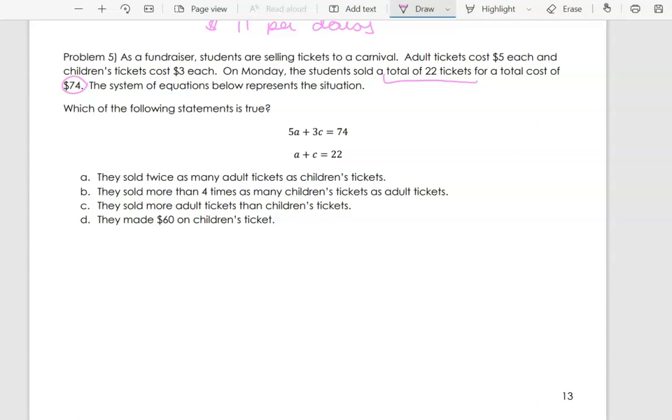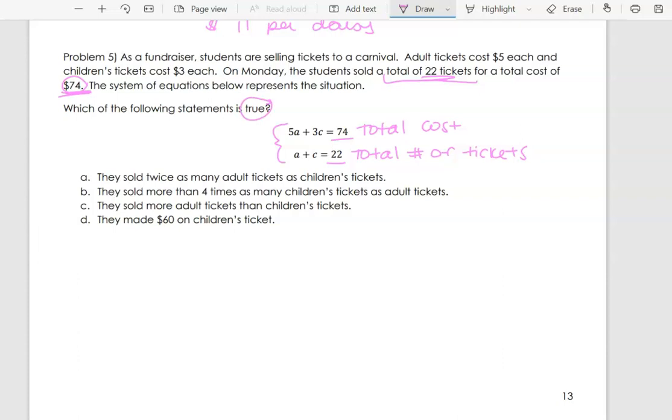And so we can look at this system. Here's our system, and kind of just break it down a little bit. We know the total number of tickets was the second equation, and the total cost was that first equation. And I'm just piecing together to see how this one had the 74, so I match that up. This one's the 22, match that up. And now we need to figure out which one of these statements is true.